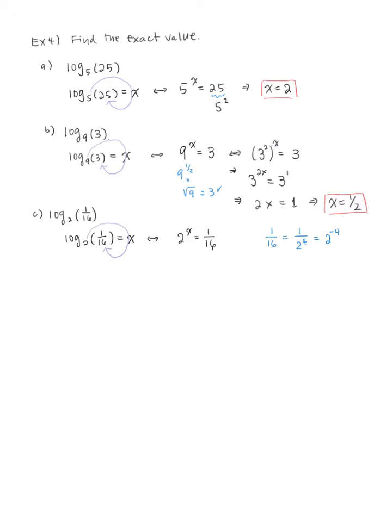Alright, so let me try to rewrite this. We got 2 to the x equals 2 to the negative 4. Well, we got the same base, so we can equate the exponents to get x equals negative 4.